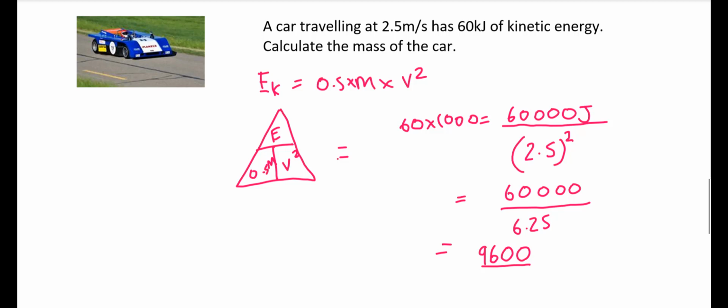So to get the mass of the car, we have to multiply this number by 2. That means the mass of the car is 19,200 kilograms.